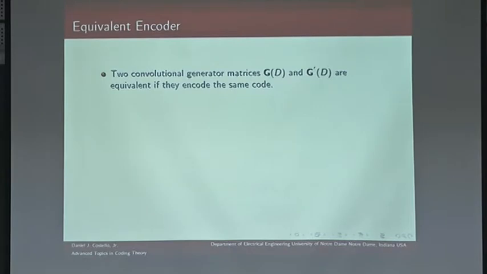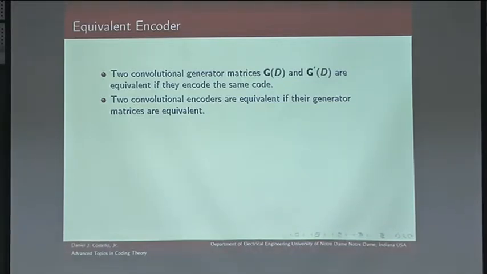Now, you can have different generator matrices which will generate the same code. These are called equivalent generator matrices if they generate the same code. What does that mean? The set of output sequences is the same.